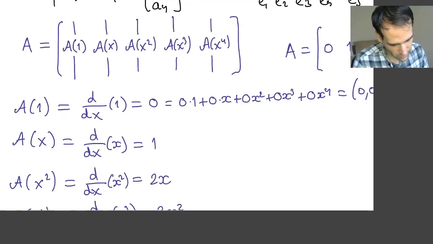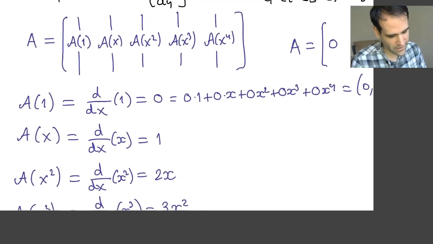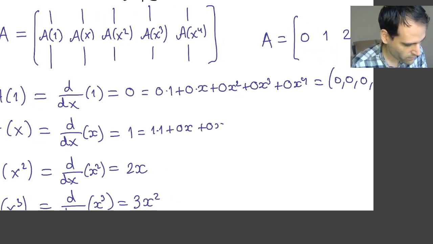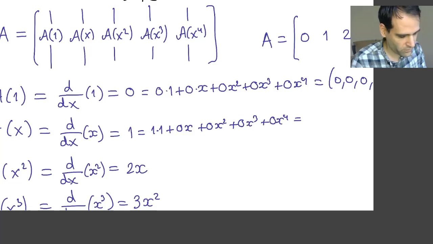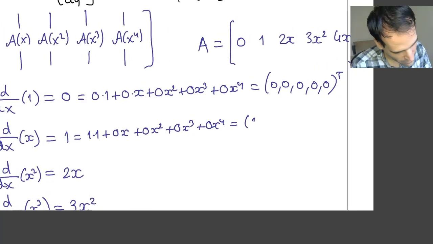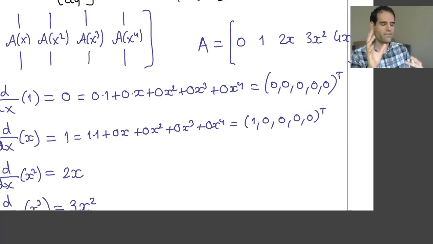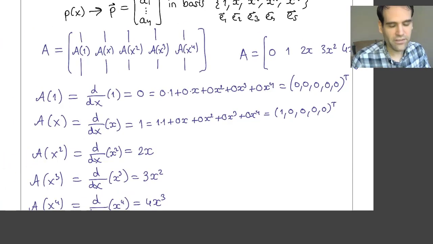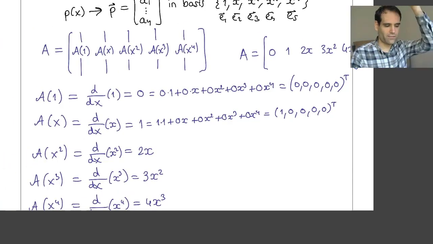Then the transformed version of x, which is the derivative of x, which is 1. So that's equal to 1 plus 0x plus 0x squared plus 0x cubed plus 0x to the 4, which is equal to the vector 1, 0, 0, 0, 0 as a column vector. I use the T as the transpose. We will see later that transpose just means flipping the rows with the columns. The only reason I'm doing this is because I didn't have space to write the column.